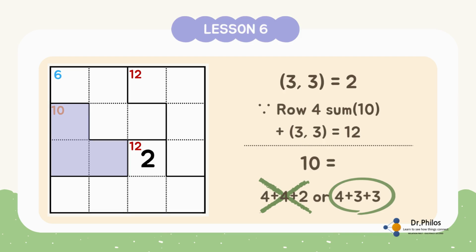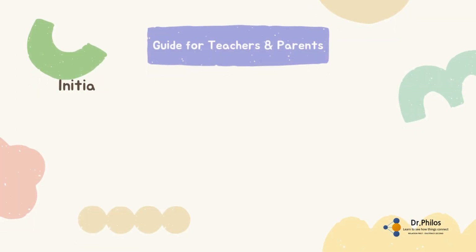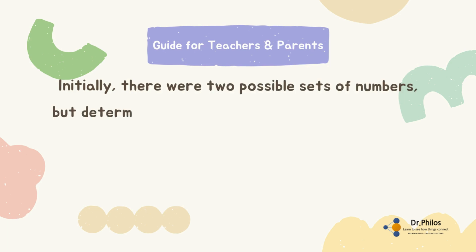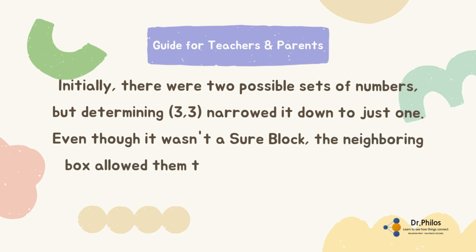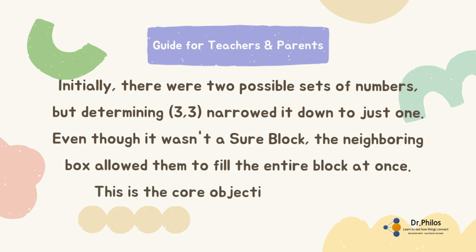Try placing those numbers into the block that makes 10. I'll put 4 in 3, 1, and put 3 in 2, 1 and 3, 2. Initially, there were two possible sets of numbers, but determining 3, 3 narrowed it down to just one. Even though it wasn't a Shore block, the neighboring box allowed them to fill the entire block at once. This is the core objective of this lesson.